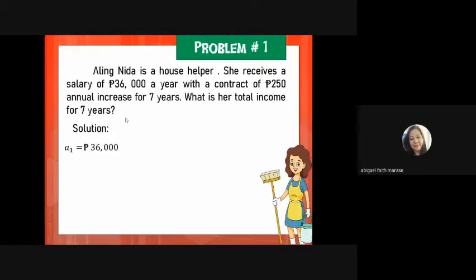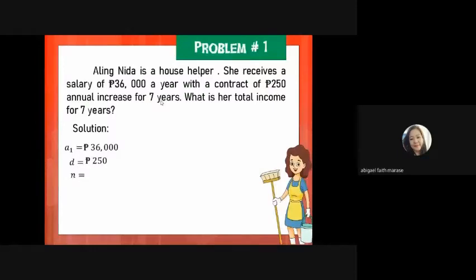Okay, so that means 250 pesos will be our common difference. Since we have a common difference of 250 pesos, therefore an arithmetic sequence is involved in this particular problem. Now, what about 7 years? 7 years will be our n.